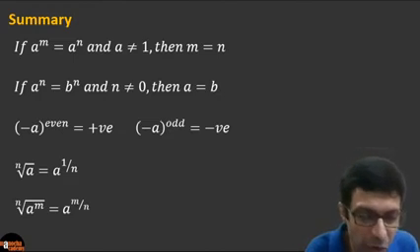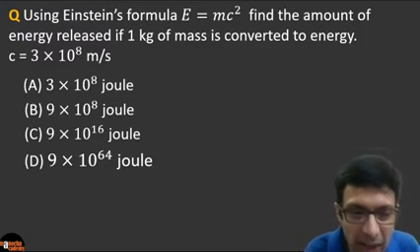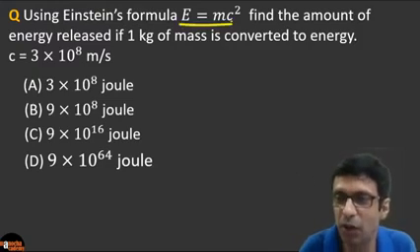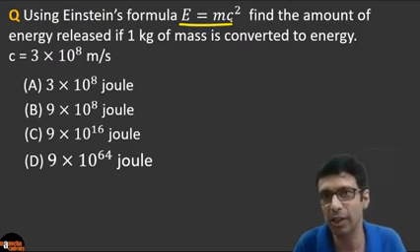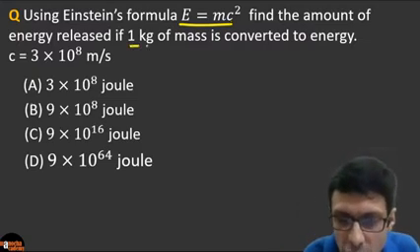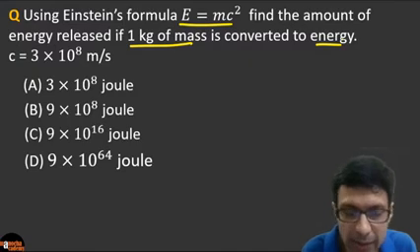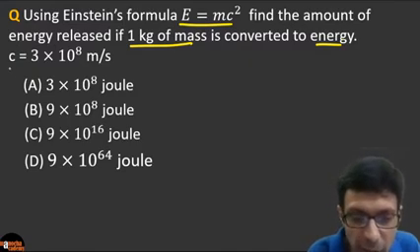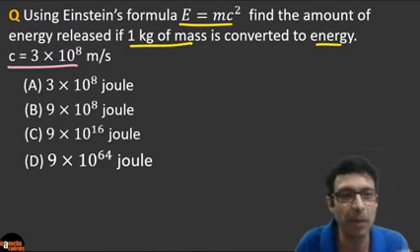Now I've got an interesting question for you based on Einstein's famous formula, guys: E equal to mc square. You must have heard of this mass energy conversion. So let's use our maths knowledge for science. Can you find the amount of energy released if 1 kg of mass is converted to energy? And what is C? C, guys, is the speed of light. We talked about that in the beginning of the class: 3 into 10 to the power 8 meter per second.